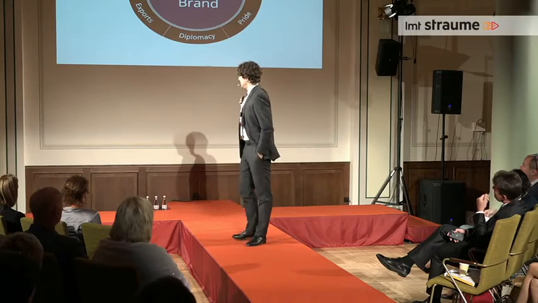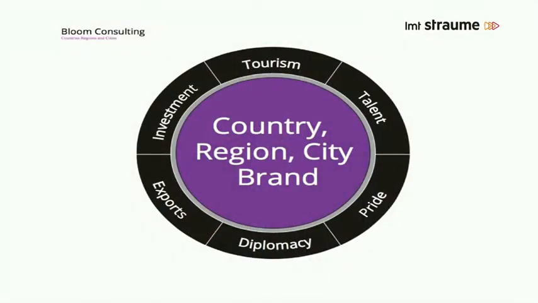So what you can see here is our methodology. When we think about a country, and we believe that a brand can be useful for a country, they have 6 different dimensions. It's very important to think about a country from a tourism point of view, from a trade and investment point of view, the export promotion, the public diplomacy, the talent attraction, and the pride, which is very much tailored to local people.